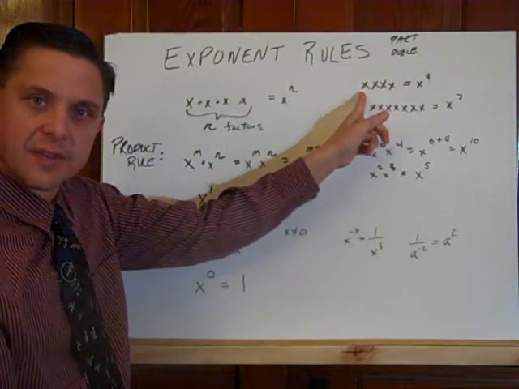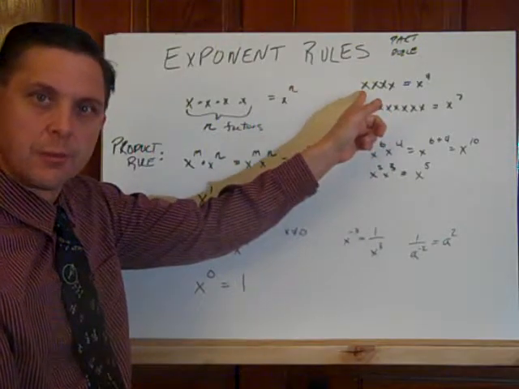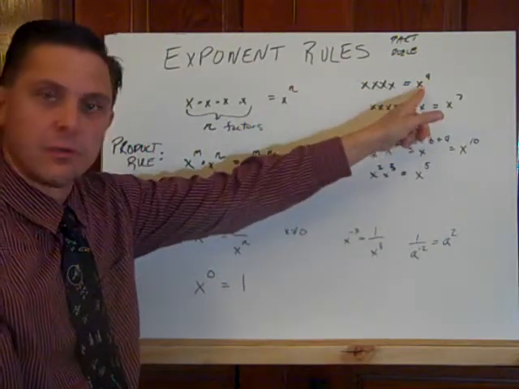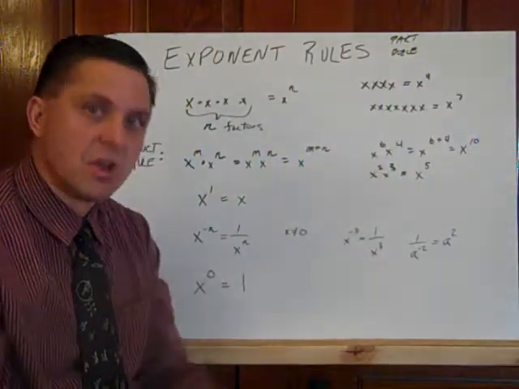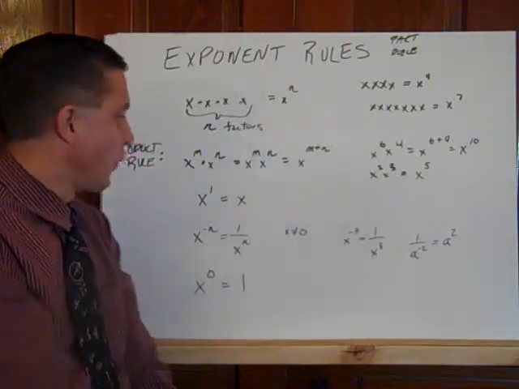So if I have x times x times x times x, 4 x's multiplied by themselves, it's x to the 4th. Likewise, if I have 7 x's, I have x to the 7th. Something we've been doing, should seem pretty straightforward.